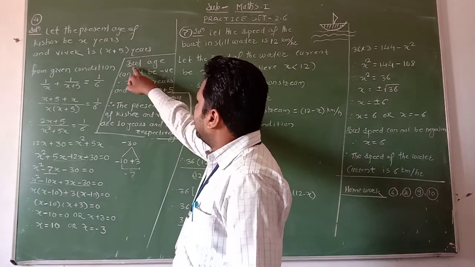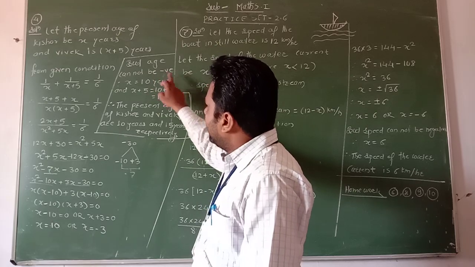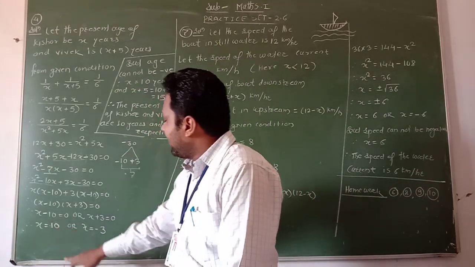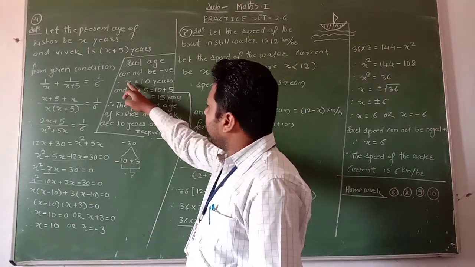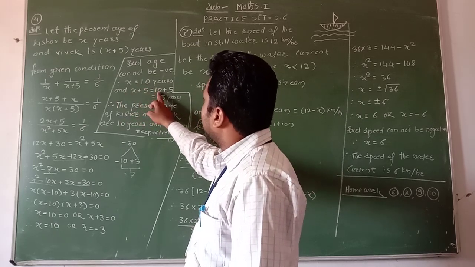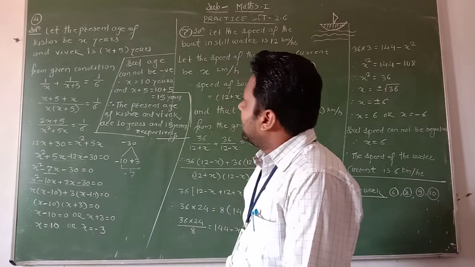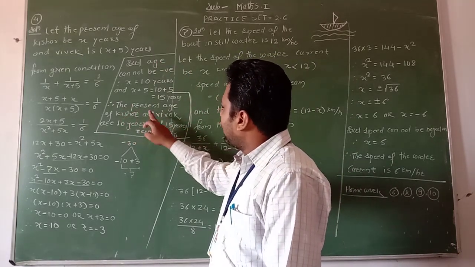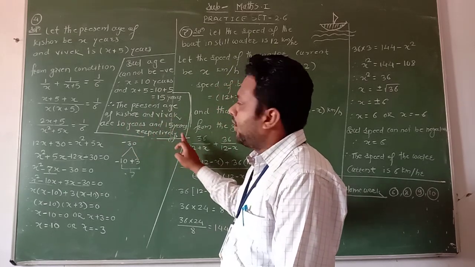Therefore here I write one sentence: age cannot be negative. Therefore which value is acceptable? Only x is equal to 10. X is equal to minus 3 is not acceptable. Therefore x is equal to 10 years, and x plus 5 is equal to 10 plus 5, that is 15 years. That is the age of Vivek. Therefore our answer is the present ages of Kishore and Vivek are 10 years and 15 years respectively.